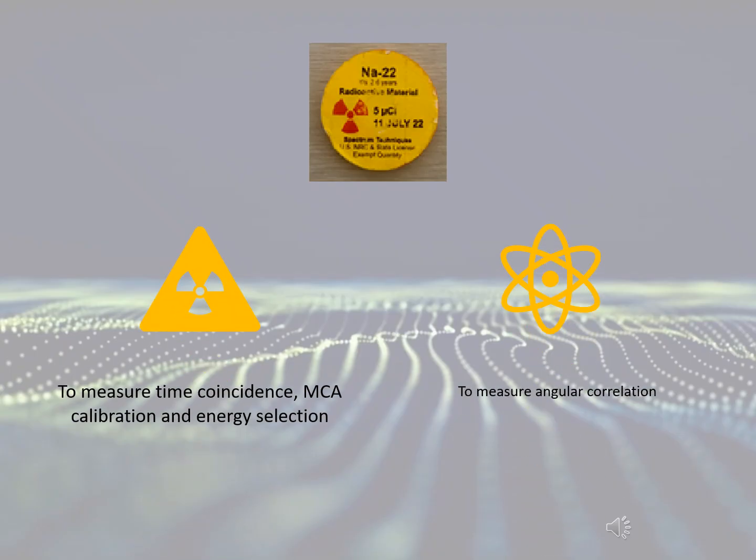Now, in part 2, the goal shifts to exploring coincidence timing and angular correlation, two concepts that reveal how gamma photons behave after annihilation and how that behavior reflects fundamental physics laws like conservation of momentum and symmetry.